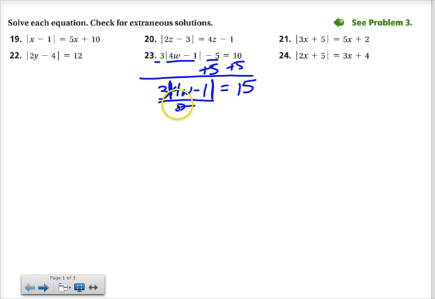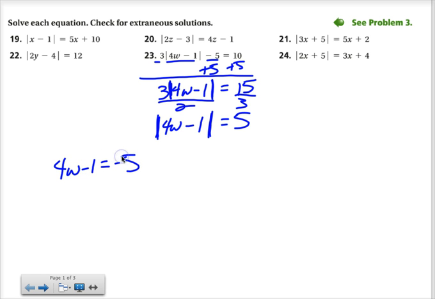And then divide both sides by 3. So the absolute value of 4w minus 1 equals 5. And now you would have to go ahead and set up your two equations. So your two strategies, your two jailbreaks would be a negative and a positive. And then we go ahead and solve them. So on this first one, we would go ahead and add 1 to both sides and divide by 4, and we get a w of negative 1.